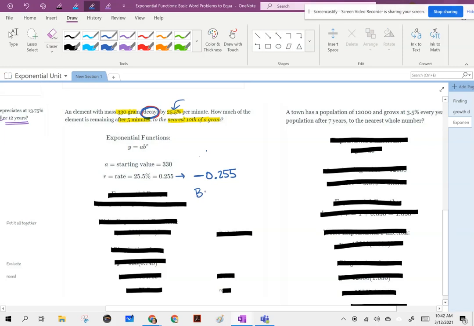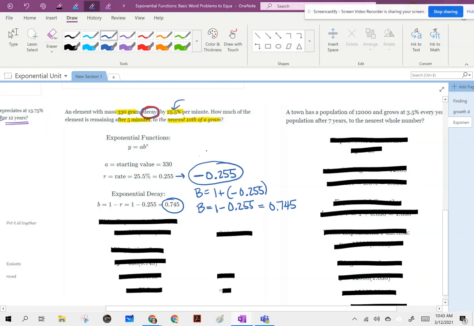Okay. Now I'm going to use that to find my B value. So my B value is going to be 1 plus my rate. Remember that when you have signs back to back, a positive and a negative, the negative is going to win. So 1 minus 0.255. And then let's check that calculation. This is what we get. 0.745.